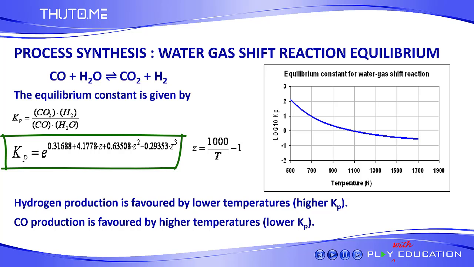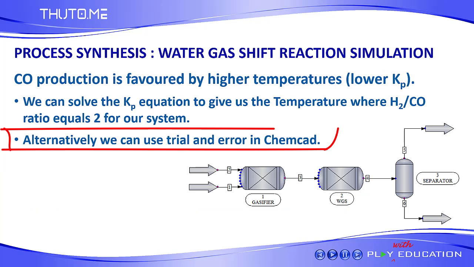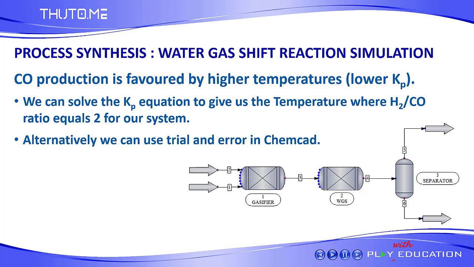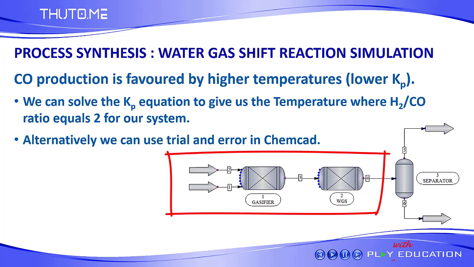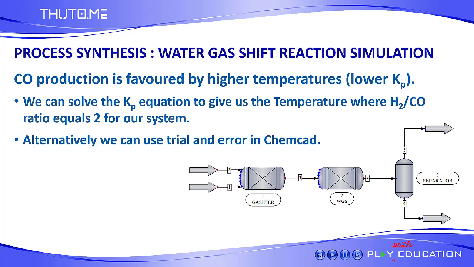You may have to use trial and error. You may try to do it in Excel, but most of the solvers will struggle with the solution. So what we are going to do is use trial and error in Chemcad. We're going to put up a simulation, and then we are going to play with temperature until we get the molar ratio of H2 to CO being equal to 2. So that's what we will do here. Remember, we have a simulation up to here where we have the gas coming out of the gasifier. Now what we'll need to do is just put in the water gas shift and keep playing around with the temperature until it gives us the H2/CO ratio of 2 as we are targeting.